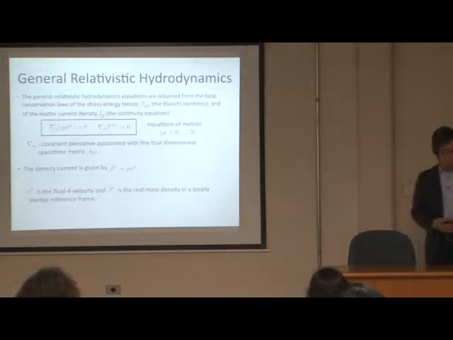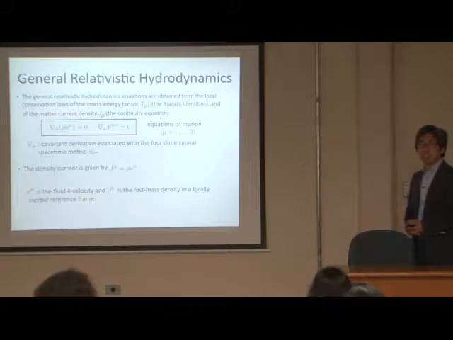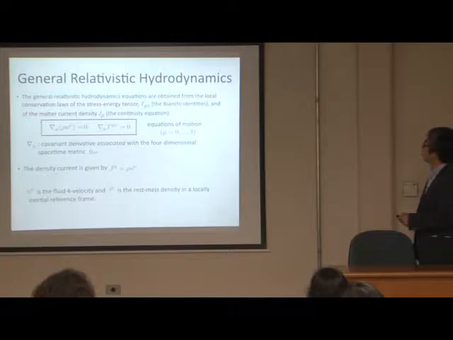Okay, so first, this is the general relativity hydrodynamics equation. Unfortunately, I jump directly into this equation without deriving it. The general relativistic hydrodynamic equations are obtained from the local conservation law of the stress energy tensor T^{μν} and of the matter current density J^ν. This comes from the continuity equation. So we have just two equations: ∇_μ(ρu^μ) = 0, which is the continuity equation, and ∇_μ T^{μν} = 0, which is the energy momentum equation, the conservation of energy momentum.